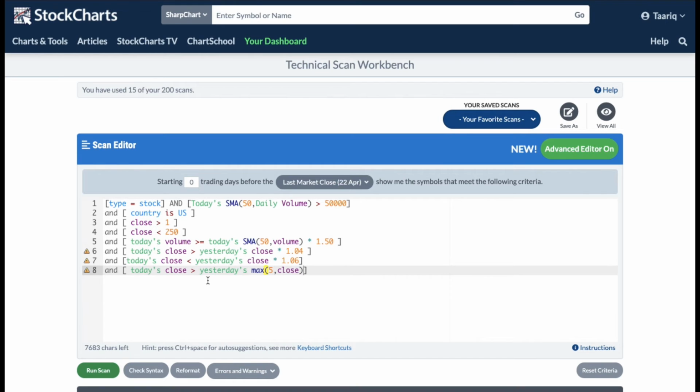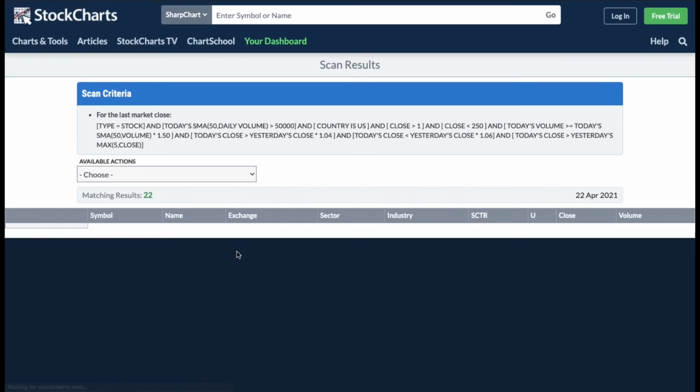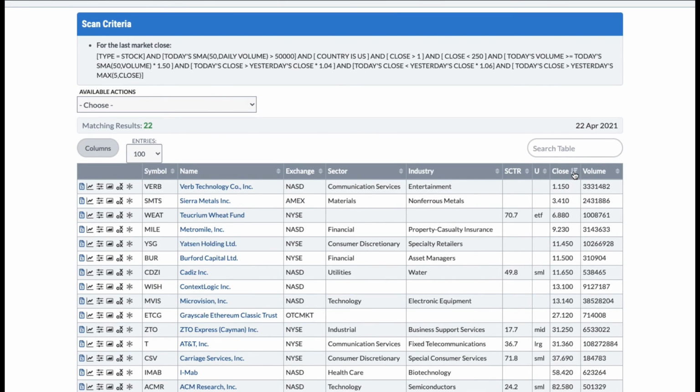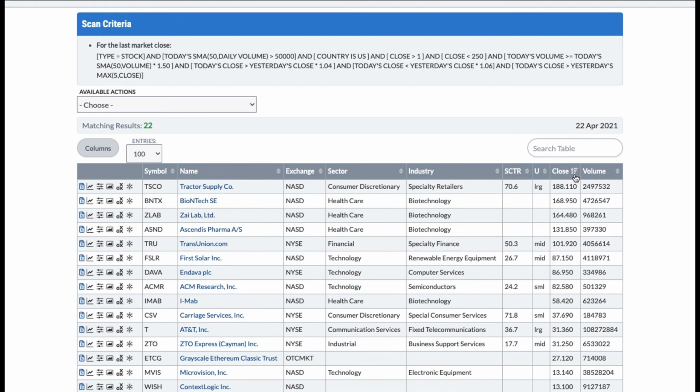I know it doesn't sound intuitive to have yesterday's but then have it over a 5 day period. But you'll see in the results that this is actually how you code for looking at the max over a 5 day period starting yesterday. All right, and so we are going to run this scan. Okay, and we get 22 results. You're obviously going to get more results if you set your closing prices higher or lower.